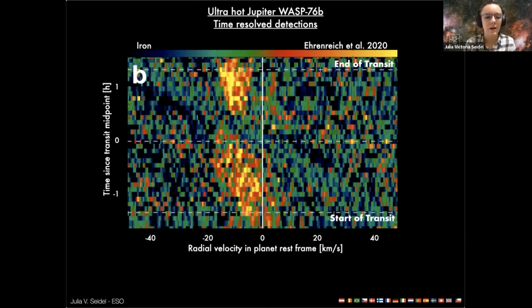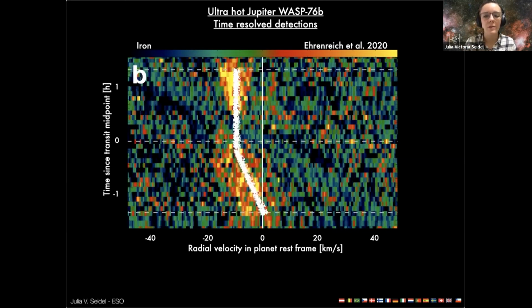And you can see here the radial velocity in the planetary rest frame on the y-axis, the concentration of iron as the color or grayscale, so that lighter colors correspond to more iron. And on the vertical axis, you have the time, so that we start the transit at the lower dashed line, and then we continue through the transit until we reach the top dashed line. And what you would expect normally is that it looks something like this. Iron is present, but it's present at a certain offset in the planetary rest frame. And this means we have homogeneous iron in the lower atmosphere. We detected iron and everybody's very happy.